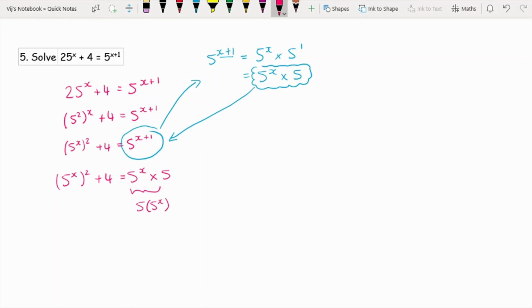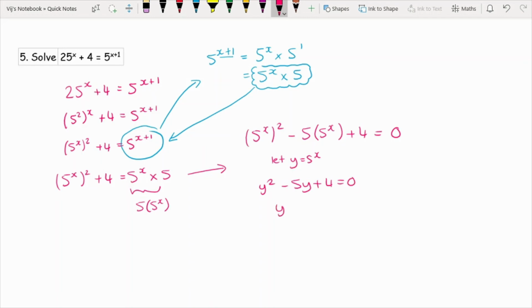And so what I can then do, let's move it over here. So I've got 5^(2x) minus 5 lots of 5^x plus 4 equals 0. And then if I let y equal 5 to the power of x, I get y squared minus 5y plus 4 equals 0. If I then go on and solve that, I get the values of y equals 4 or 1. And again, that does factorize.